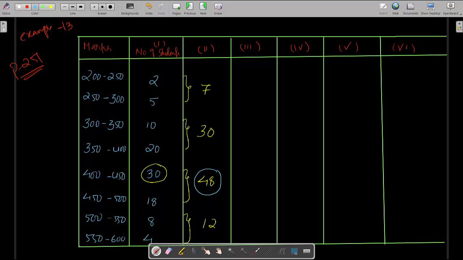Now let's go to column 3. In column 3, you are told to group the frequencies in twos beginning with the second item. So now you have to exclude the first item and group into 2 from the second item. So here 5, 10. You can just do it like this.